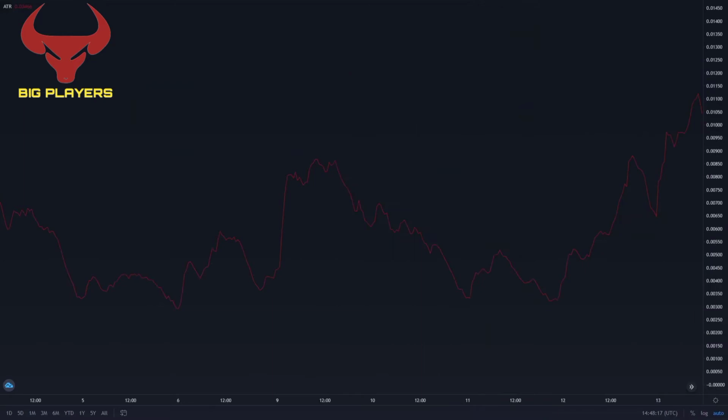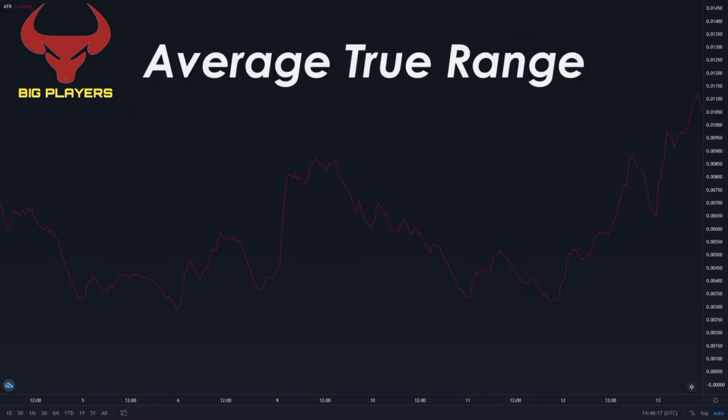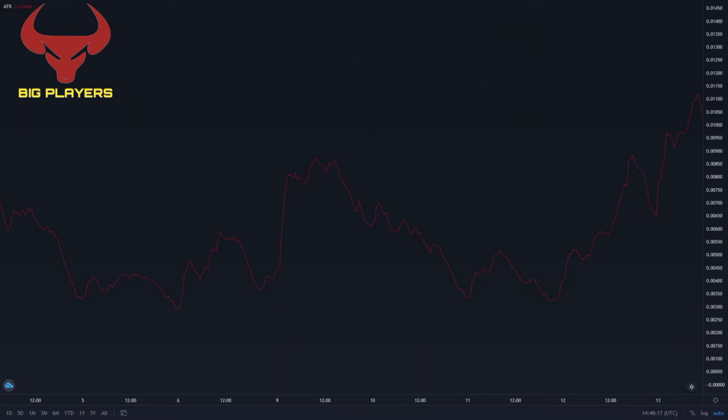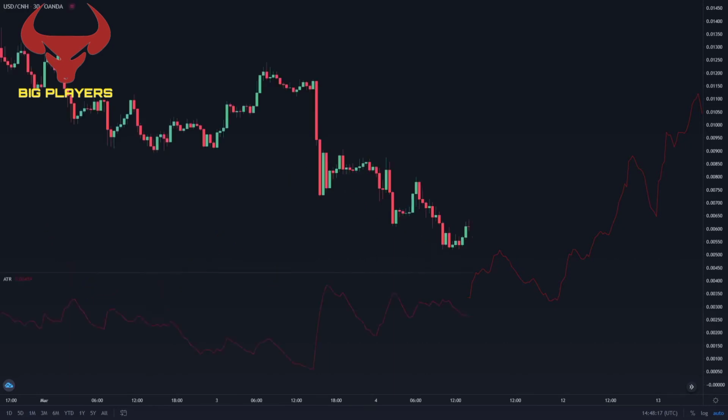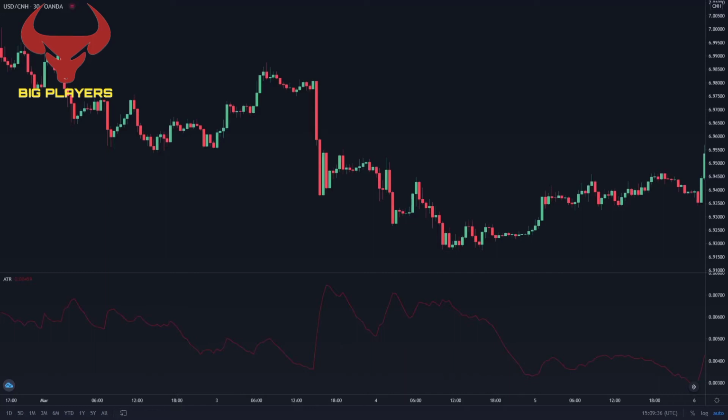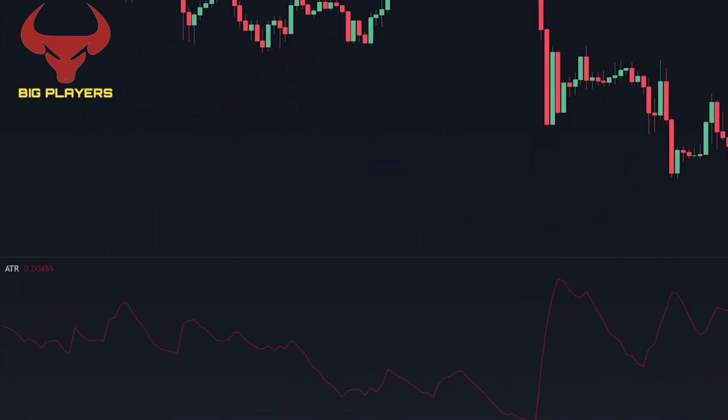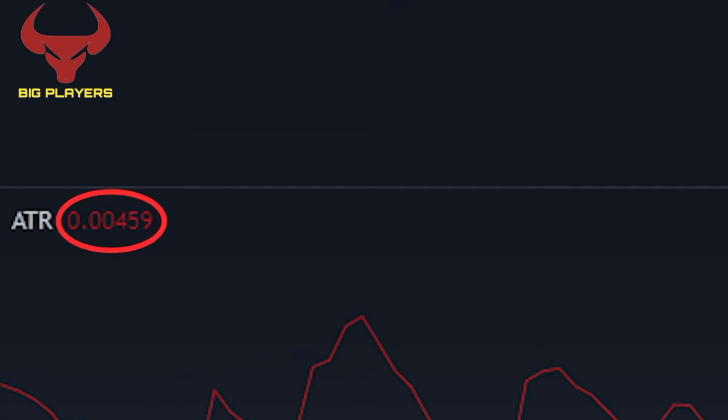The ATR indicator stands for Average True Range, and its only purpose is very simple: to identify the volatility of the market. So when you open the ATR indicator, you'll get a single line. But believe it or not, you don't really need this line, because the only important part of the indicator is the ATR value, the number in the corner.